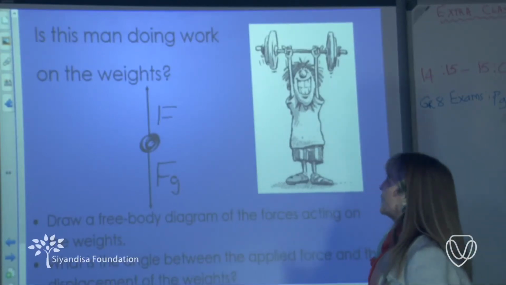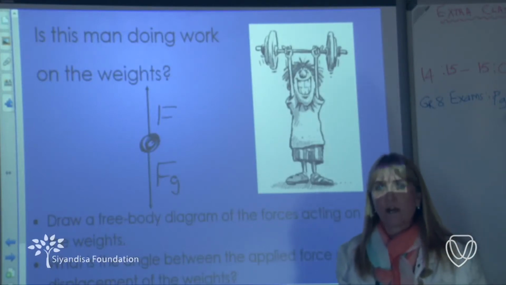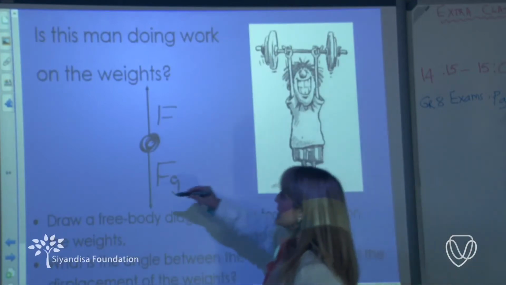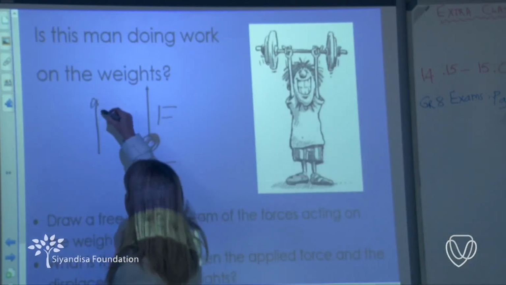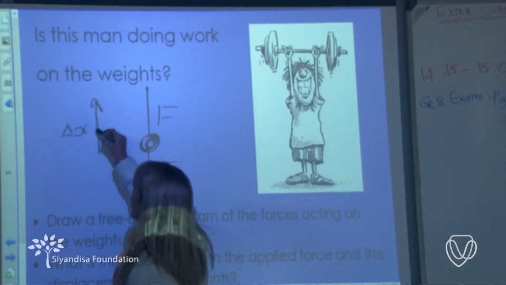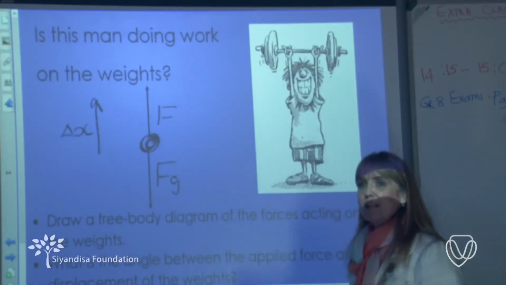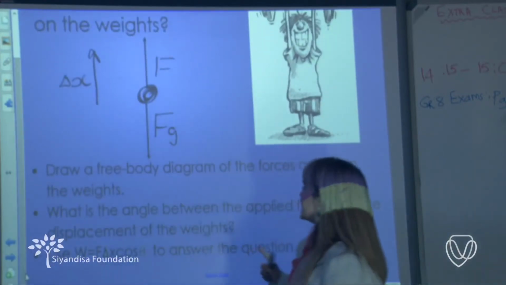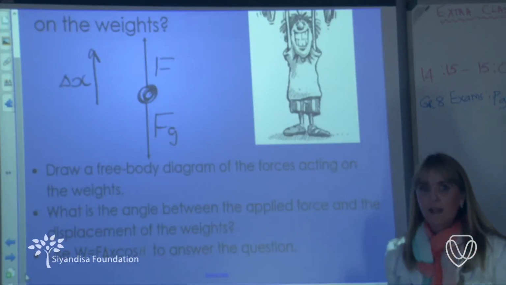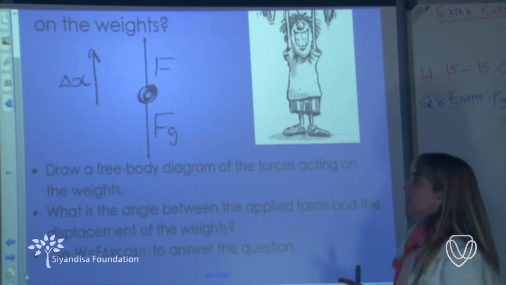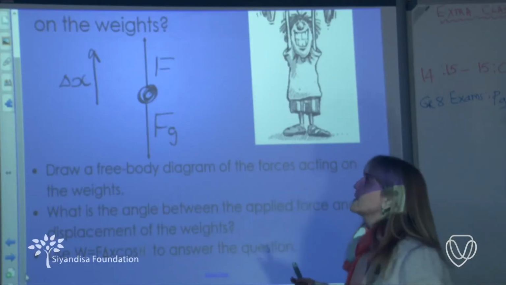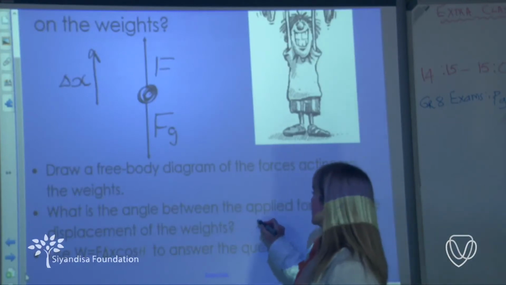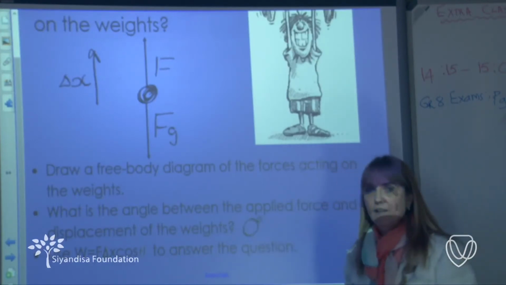Now, in what direction are those weights moving? Right, those weights are being pushed vertically upwards. So the displacement of the weights, oops, sorry, that's a very ugly line. The displacement of the weight is vertically upwards. Now again, as in the previous example, what is the angle between the applied force and the displacement of the weights? The applied force is vertically upwards. The displacement of the weight is vertically upwards, which means that the angle between the two is 0 degrees.